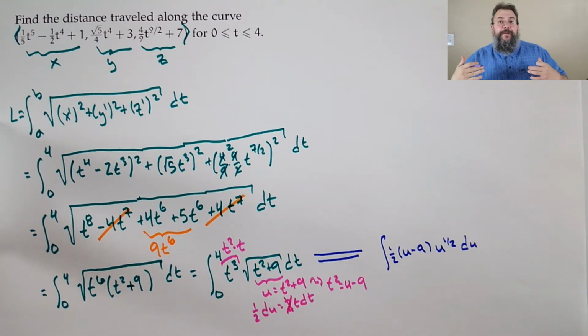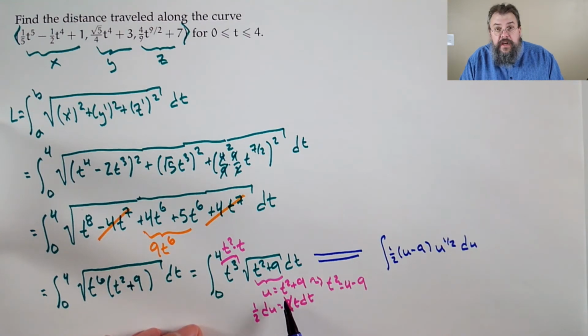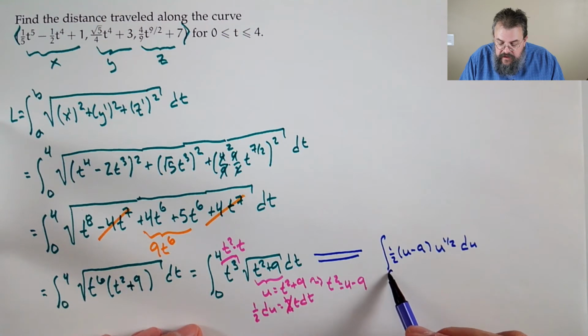Always remember, you have to update the bounds. We started with t bounds. We want to get to u bounds. So we say, okay, our bounds here are from 0 to 4. What do they become here? Well, to figure it out, you plug in. This is t equals 0. So you plug in t equals 0. U is 0 plus 9. So our lower bound is 9.